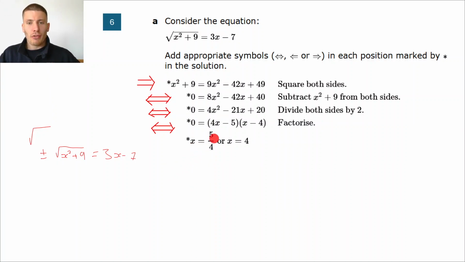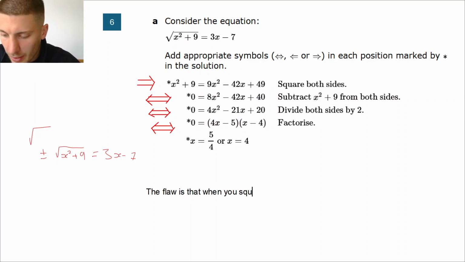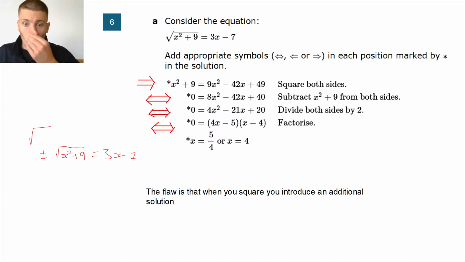So we've got x is 5 over 4 and x is equal to 4. What I would just say here is that the flaw is this first line, which is when squaring, you introduce an additional solution. Let's write this in. The flaw is that when you square, you introduce an additional solution. Okay, what is that additional solution?